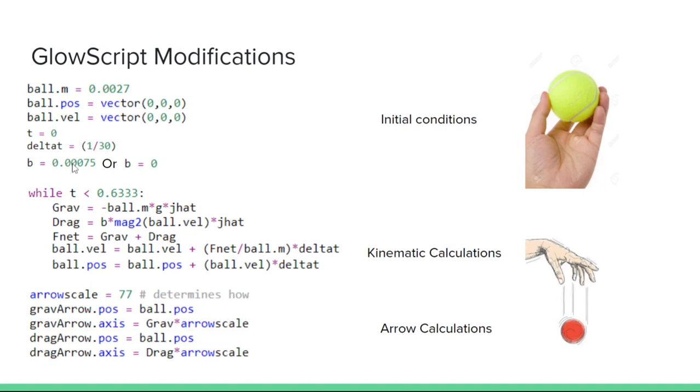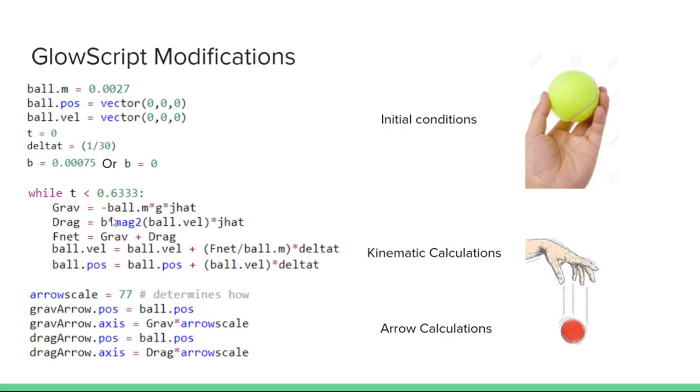Now the drag coefficient is either 0.00075 or 0, depending on if I want drag or if I want no drag. And the way I got this value was simply by guessing and checking values of b to make sure the final position of the GlowScript was the same as my actual tracker data.